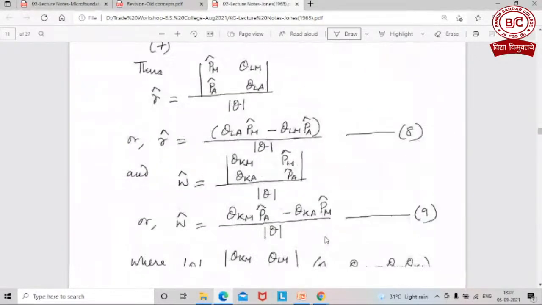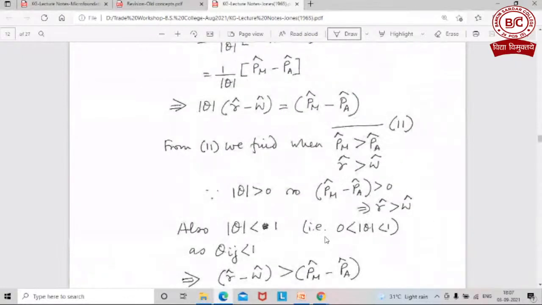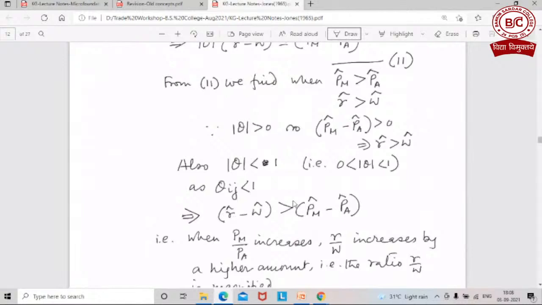Yes, sir. This is what is reflected by this mathematics. I'm not going into this mathematics. You just see here, this change can be expressed in terms of R hat minus W hat. Without going through the algebra, I'm just saying this. If PM hat is greater than PA hat, this is positive. It can be shown that R hat should exceed W hat. And this determinant theta is actually the capital intensity condition that I want to show here.